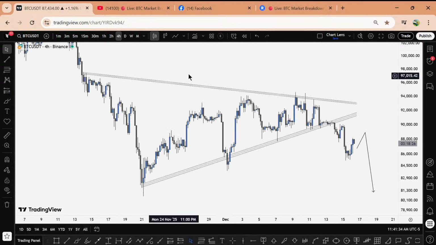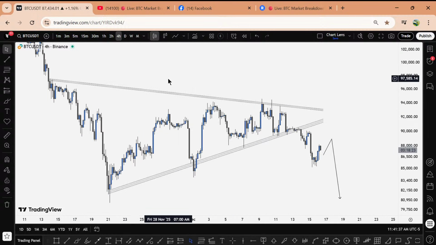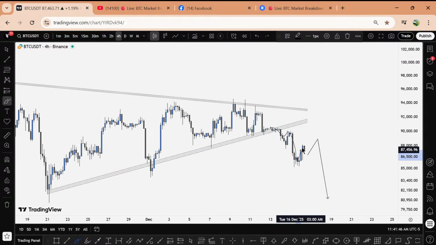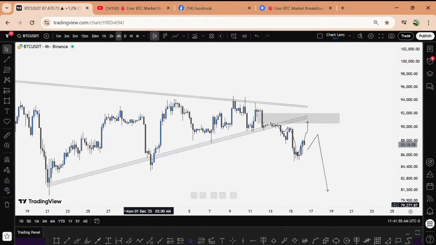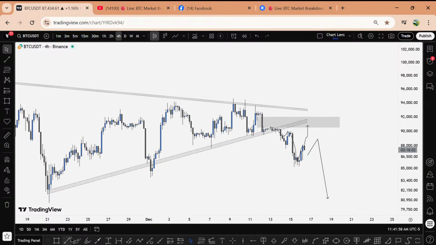So first of all, we will analyze BTC. You can clearly see this is a symmetrical triangle. Price just broke down below it and dumped very well. Now it's showing some upside relief. Here we can see there's a big imbalance. The possible scenario: price will go upside, fill this imbalance, and then again from here we can expect some downside movement. So this is what I'm expecting right now in BTC.